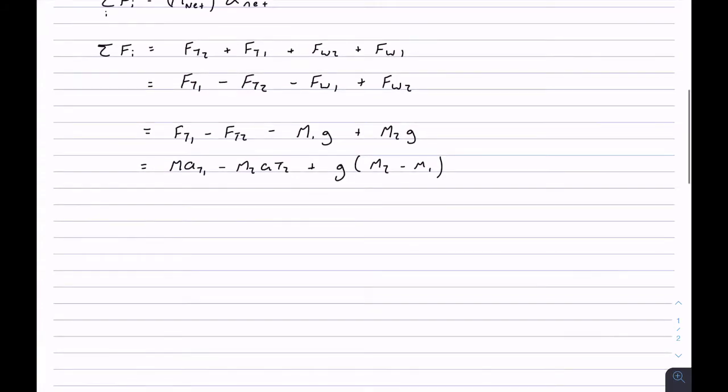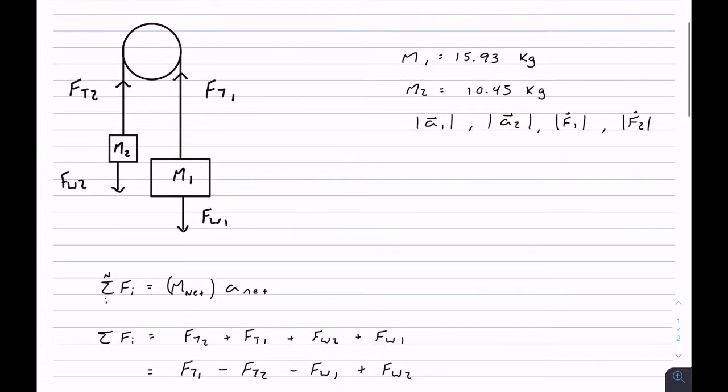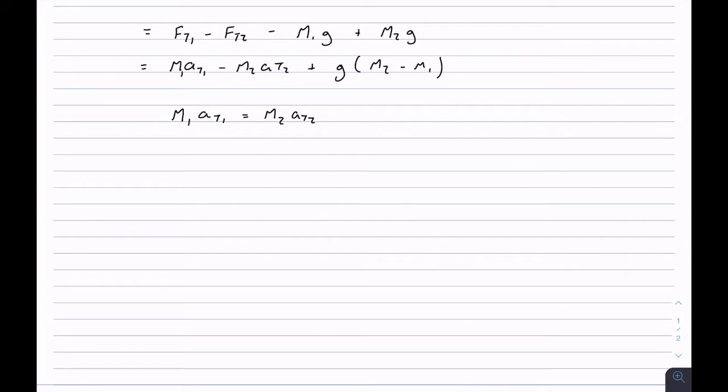Okay, at this point, we need to recognize that, sorry, this is m1, m2. Okay, so m1 times the acceleration in the tension force is going to be equal to m2 times the acceleration of the tension force the other way, because if it's not, then this rope would break. Okay, so these forces are actually in equilibrium here. These two are. Okay, so those are going to cancel. That is the main point here.